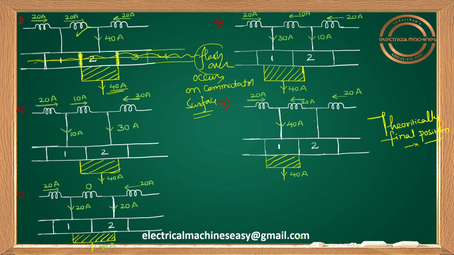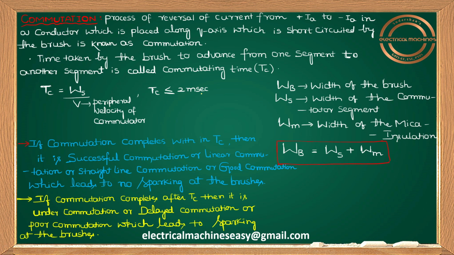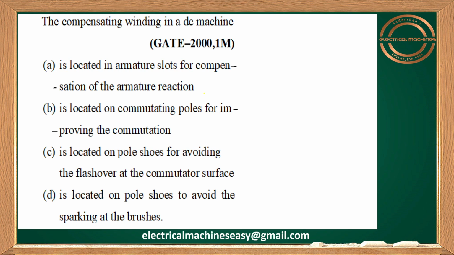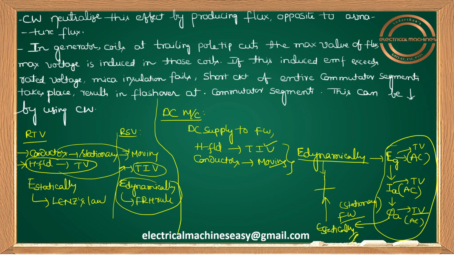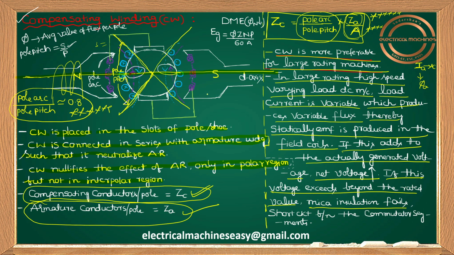So now tell me, guys, this is a problem that happens if there is no compensating winding. If a compensating winding is there, it neutralizes the armature flux, neutralizing the armature reaction right here. So indirectly we can reduce flashover on the commutator surface by using a compensating conductor. Yes sir, is it okay for you? If there is no compensating conductor, this is the problem we have here.